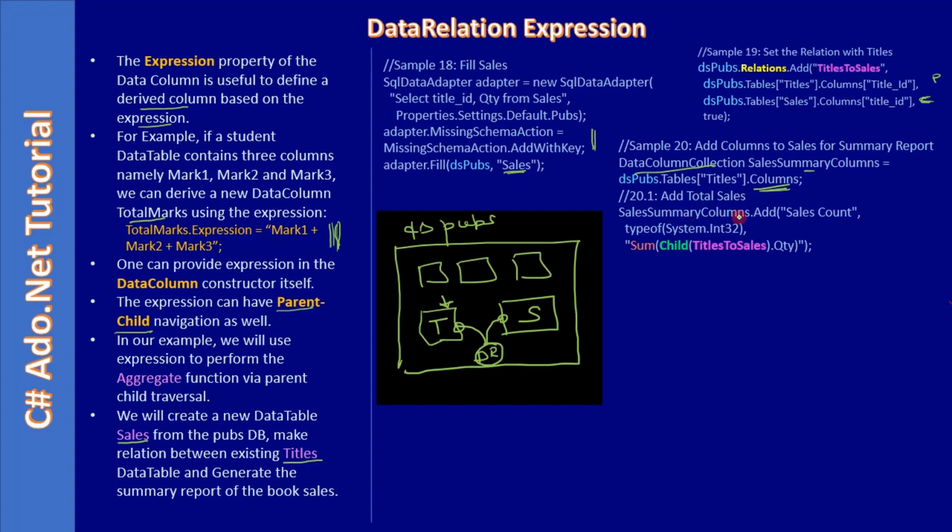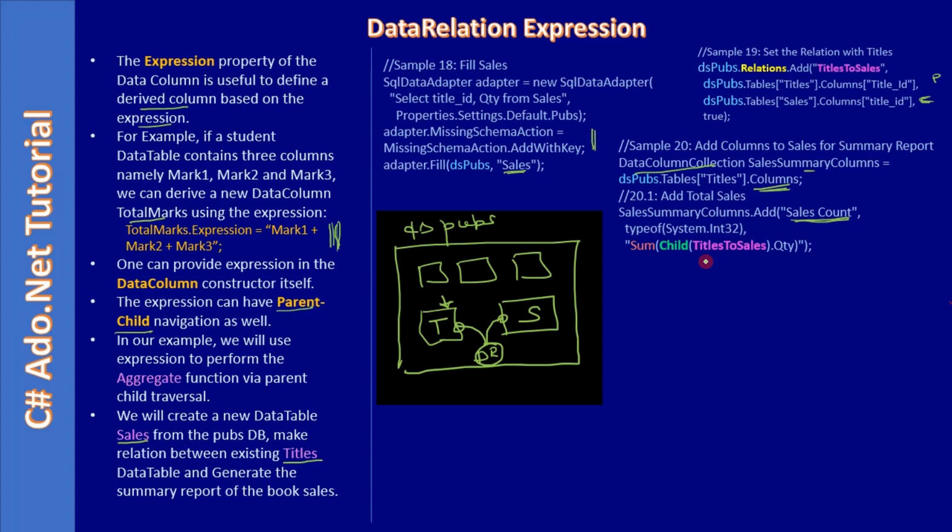Sales summary columns dot add sales count, right? So here we are adding a new column. This is our sales summary column, which we retrieved from the DSPubs tables collection. There are 5 tables. From there we are picking the title table dot columns. So we have the whole column collection, that is sales summary columns. Sales summary columns dot add new column sales count. Then we are telling the data type is System.Int32.